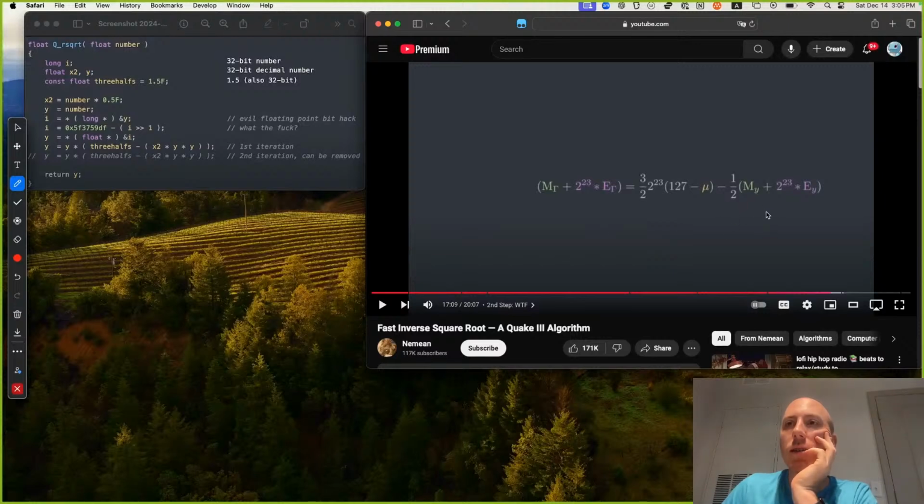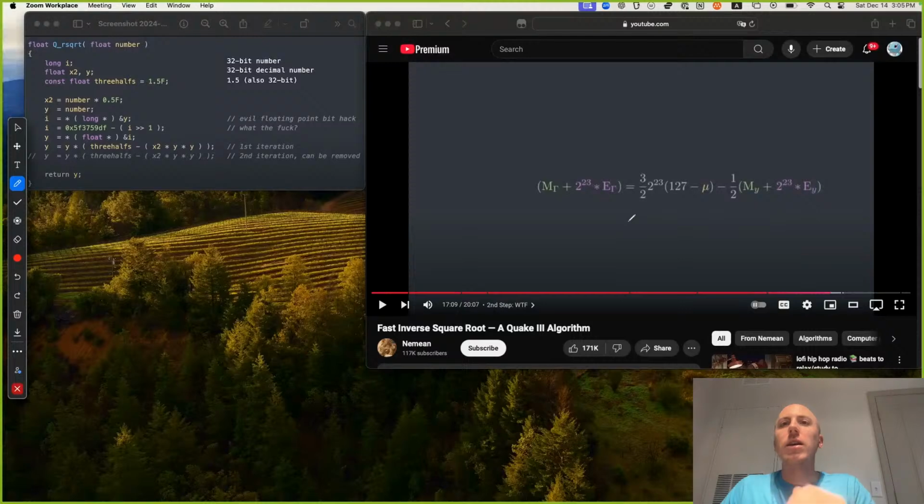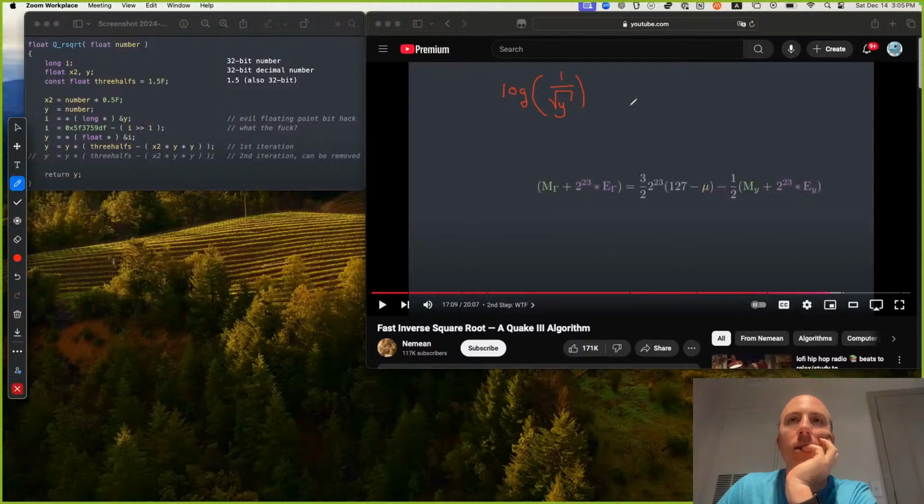Yeah, I guess it does contain. I mean, if the thing that we want, yeah, we're computing the log of 1 over the square root of y. So basically, this thing is equal to the log of 1 over square root of y.